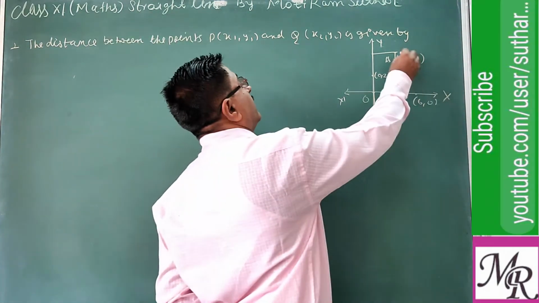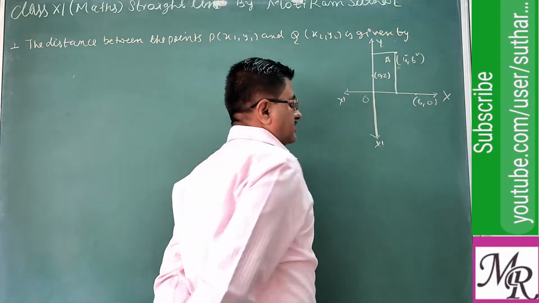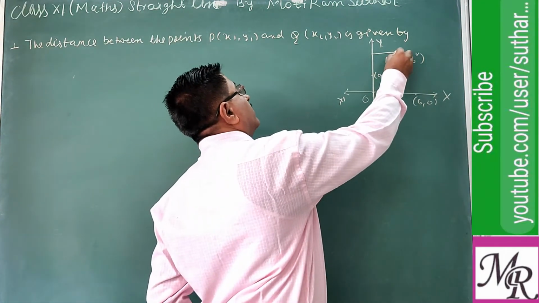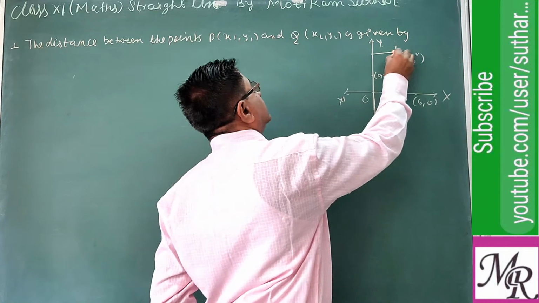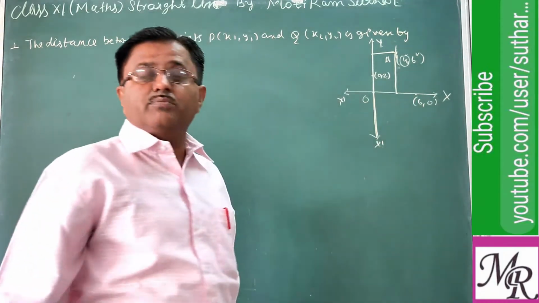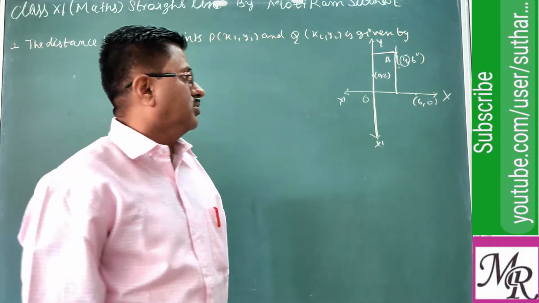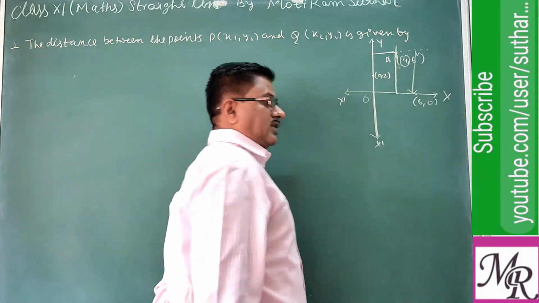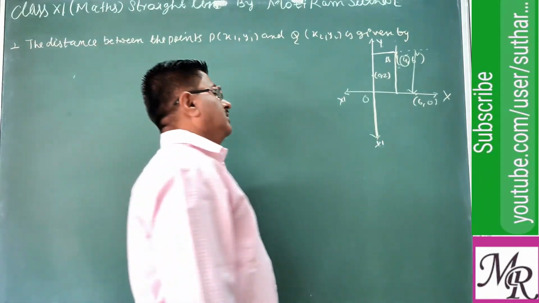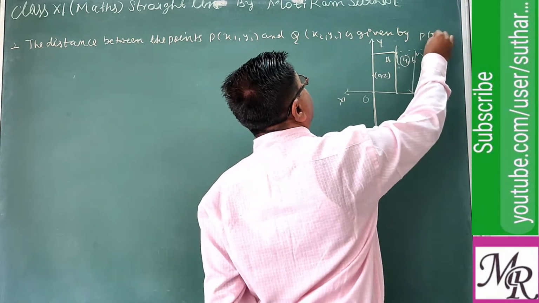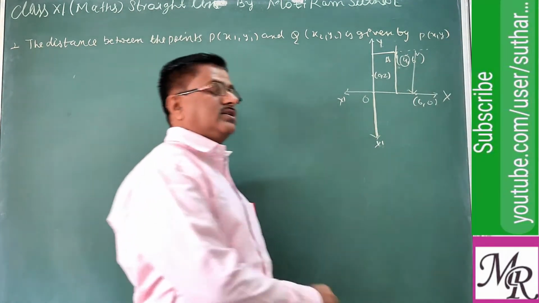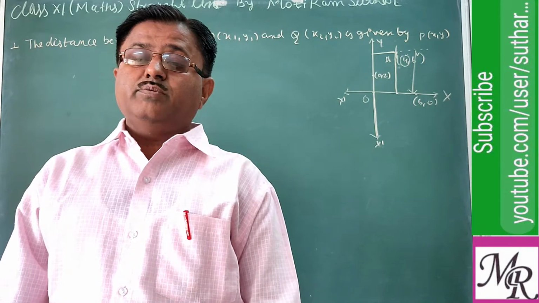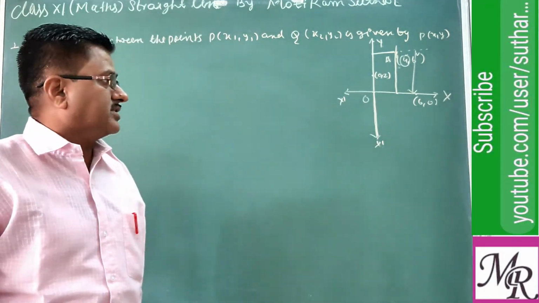Suppose we are taking a point P with the coordinates 4 and 6. It means the distance of the point P from the y-axis is 4 units, and the distance of this point from the x-axis is 6. So the coordinate of this point is 4, 6, or in general you write x comma y, where x is the distance of this point P from the y-axis and the y coordinate represents the distance of this point from the x-axis.